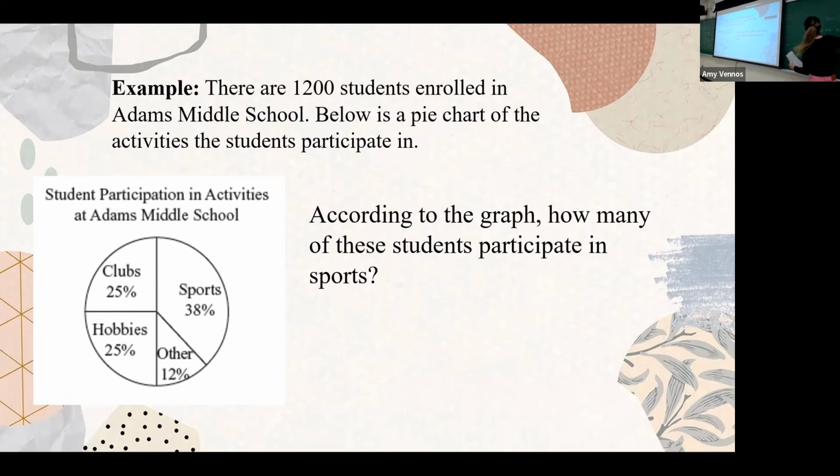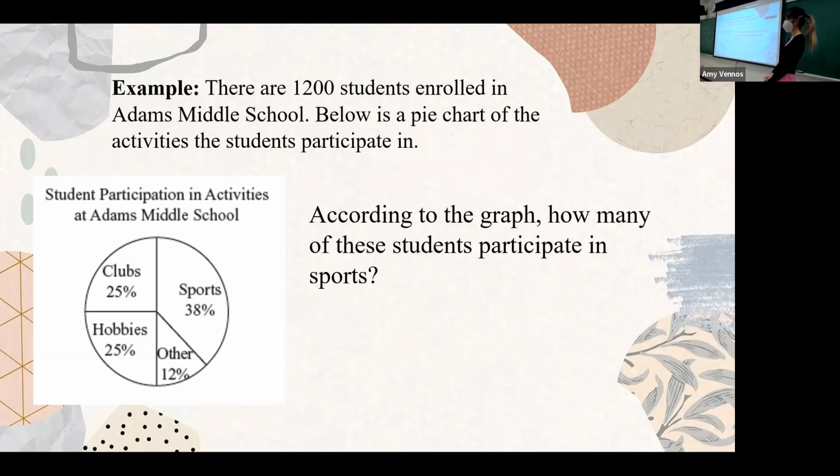All right, so sometimes we're not asked to create a pie chart, but we're given a pie chart and asked questions about what the pie chart is telling us. Okay, here's an example. We have 1,200 students enrolled at a middle school, and below is a pie chart of the activities the students participate in. Some of them do sports, some do clubs, some do hobbies. According to the graph, we want to see how many of the students participate in sports. Before we think about the question, remember that these numbers here aren't the angles, they're the proportions. Or in this case, the percents.